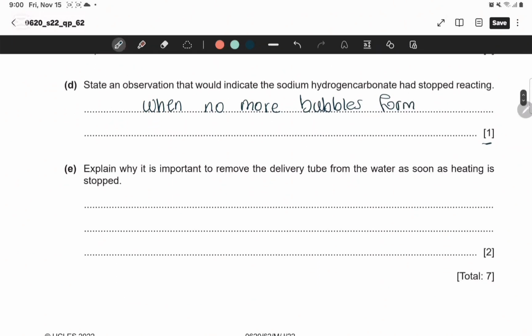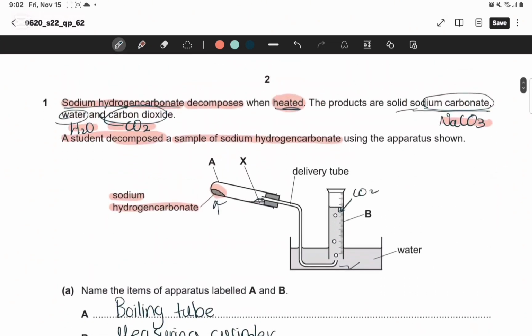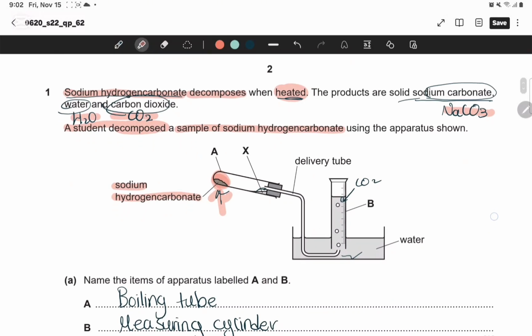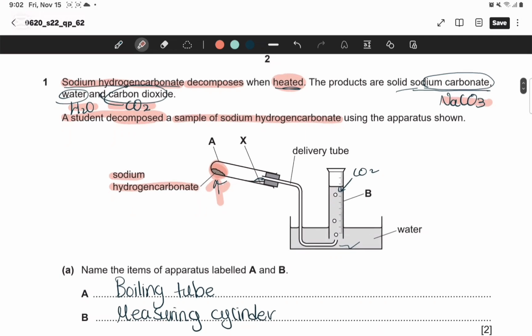Explain why it's important to remove the delivery tube from the water as soon as heating stopped. Okay, so let's go back up and try to think why. Here, they're going to keep heating the sodium hydrogen carbonate until it stops decomposing. And when it stops decomposing, they stop heating it. So we know when it decomposes, it releases its products here, and then they go here. So if they stop heating it, they have to directly remove the delivery tube. Why? So that the water doesn't go back in.